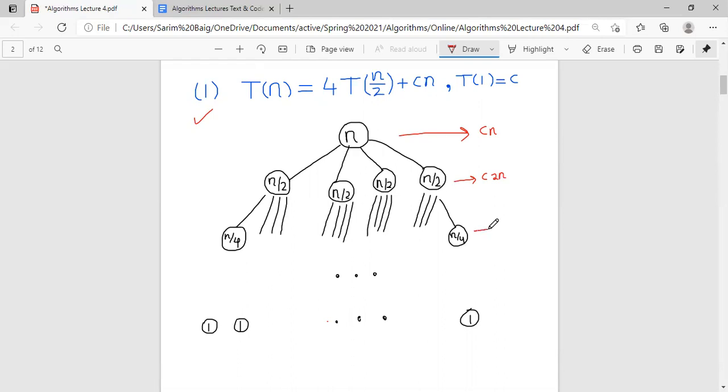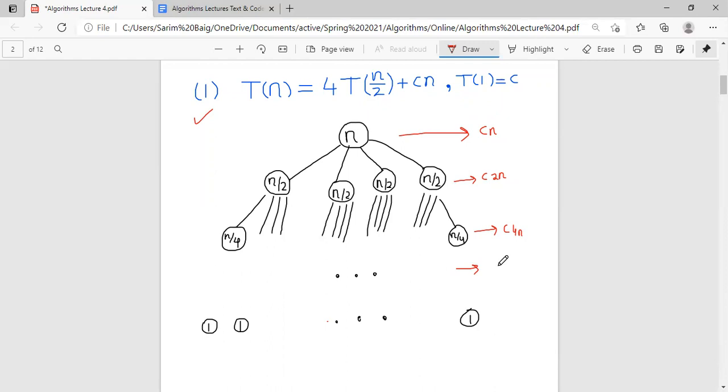And in the next level, 16 calls of size n by 4 each. Each of these calls is taking cn by 4 work. So this is c times 4n, right? And now you can guess the pattern. In the next level, which I have not drawn here, there are going to be 32. Actually, no, there are going to be 64 problems, each of size n by 8, I think. Yes, you basically have 16 problems here, and each is going to have 4 children, so yes, 64 problems.